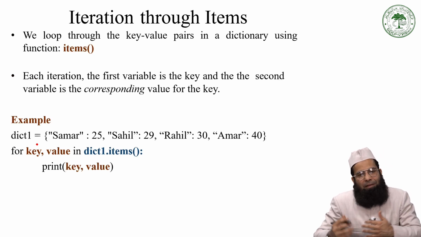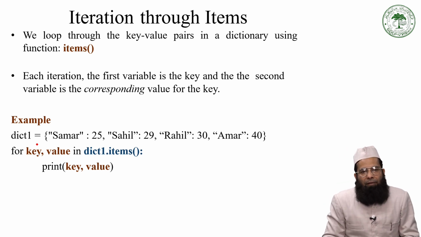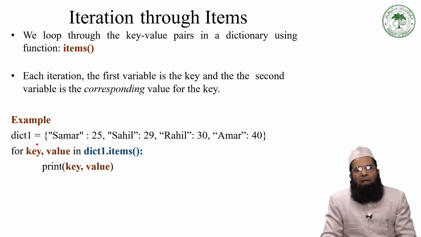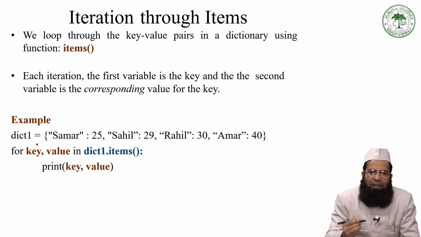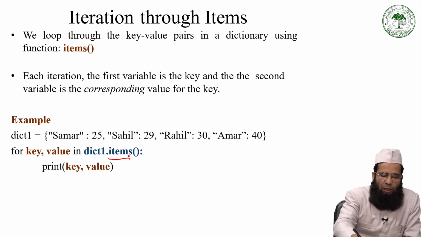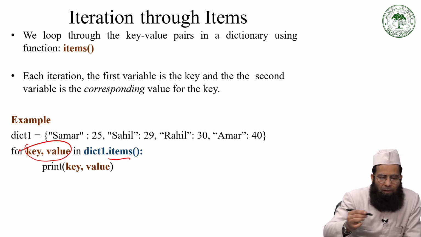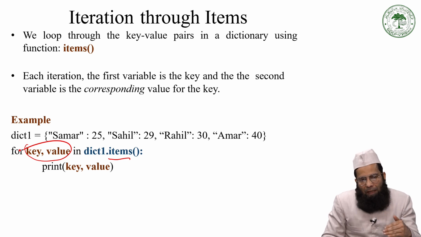How to iterate individual items of the dictionary. There are different ways through which we can access the items. One way is to use the items method, like in this case. This items method returns key-value pairs, so you need to use key and value. In this way you can access the individual elements, right?